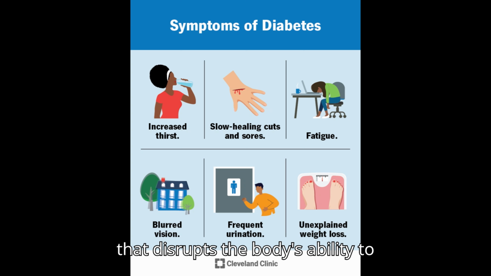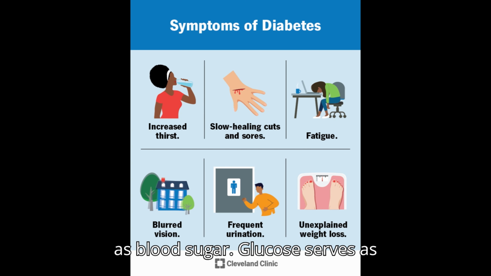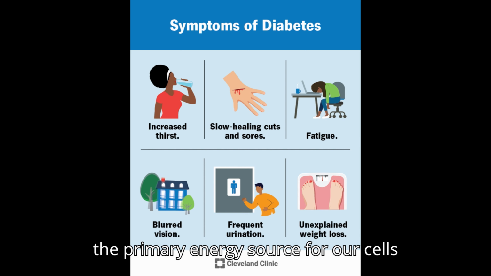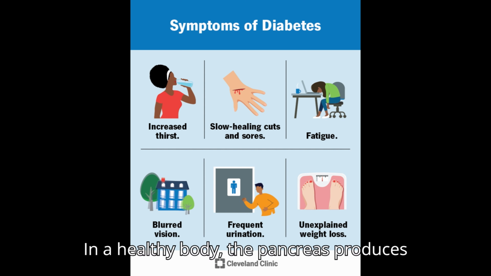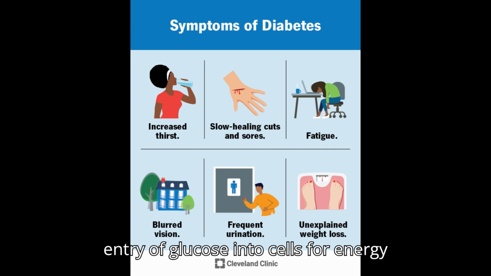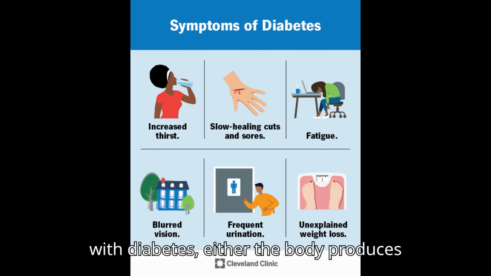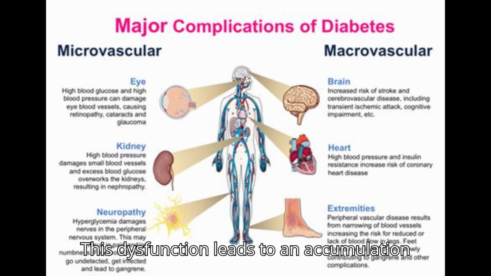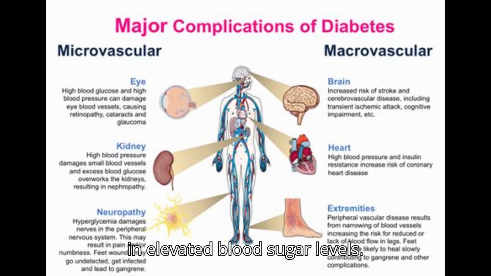Introduction to diabetes. Diabetes is a chronic medical condition that disrupts the body's ability to manage blood glucose, often referred to as blood sugar. Glucose serves as the primary energy source for our cells and is derived from the foods we consume. In a healthy body, the pancreas produces insulin, a hormone that facilitates the entry of glucose into cells for energy use. However, in individuals with diabetes, either the body produces insufficient insulin or cannot utilize the insulin it does create effectively. This dysfunction leads to an accumulation of glucose in the bloodstream, resulting in elevated blood sugar levels.